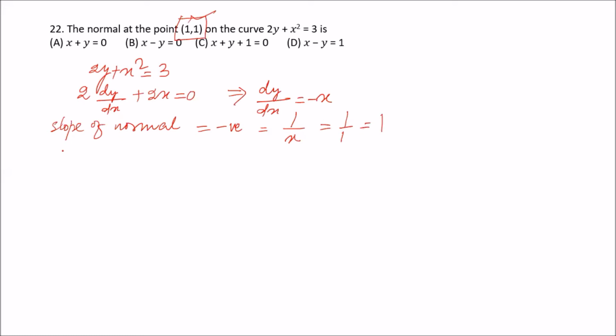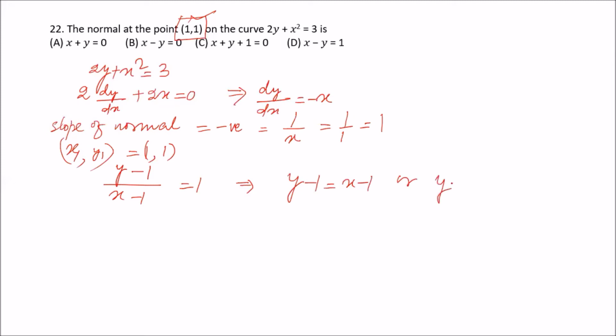Now frame the equation. x1, y1 is equal to 1, 1. So we know the equation: y minus 1 upon x minus 1 is equal to 1. So this gives us y minus 1 is equal to x minus 1, or y minus x is equal to how much? It will be 0. So which part will be the answer? It will be x minus y is 0. B is the answer.